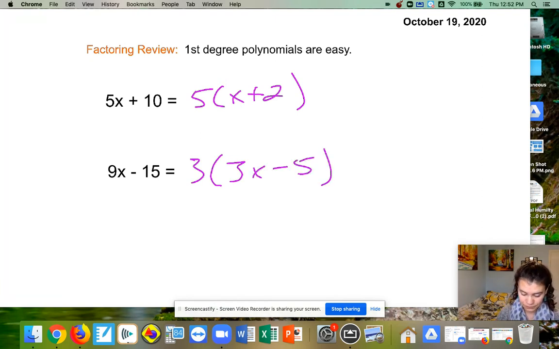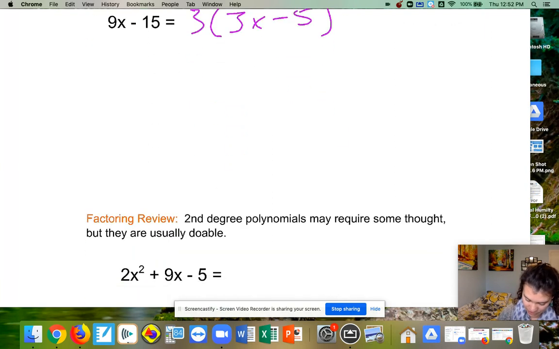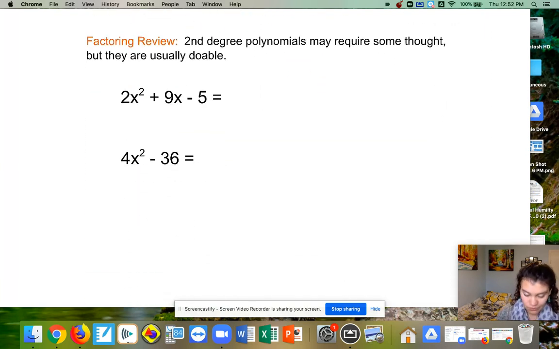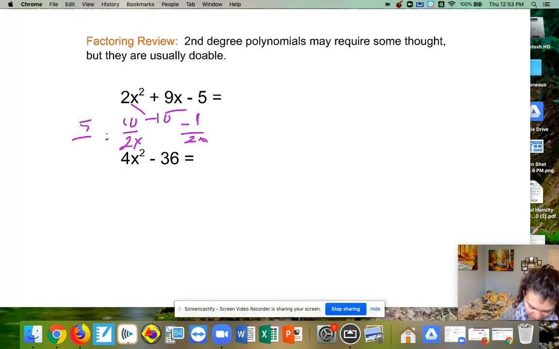Okay, so if we keep going down, we can factor these. We've done some like this. So again, my way of factoring, you multiply these together to get negative 10. Then what multiplies to be negative 10 and adds to be positive 9 is going to be positive 10 and negative 1, all over the 2x from your coefficient. This simplifies to 5 over x. So we get 2x minus 1 times x plus 5.